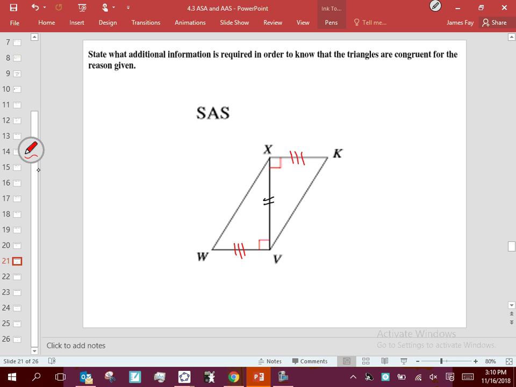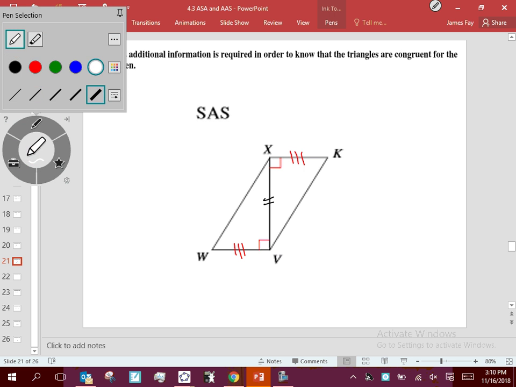And then you would have, if you cover up one of those, do I have side-angle-side there then? And then cover up the other one. Would you have side-angle-side over here? Okay. So that's kind of the idea behind those types of questions.